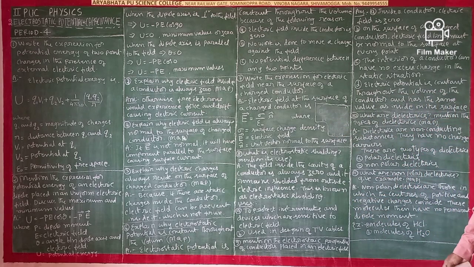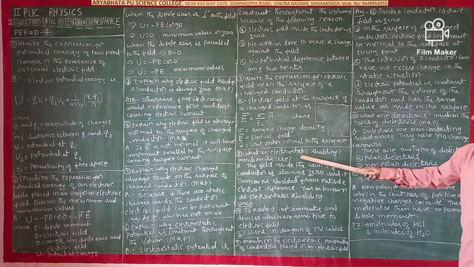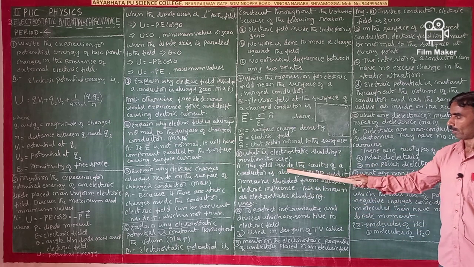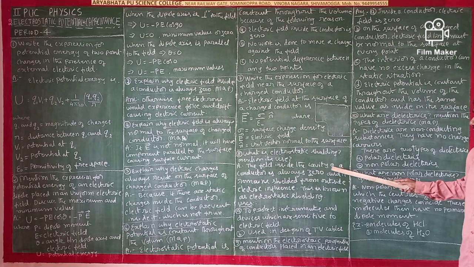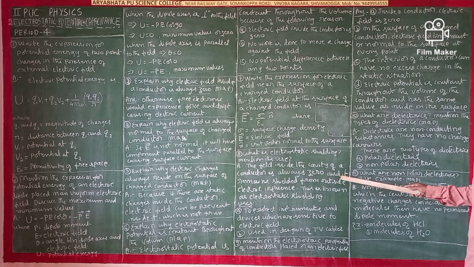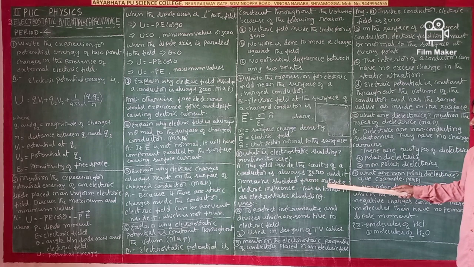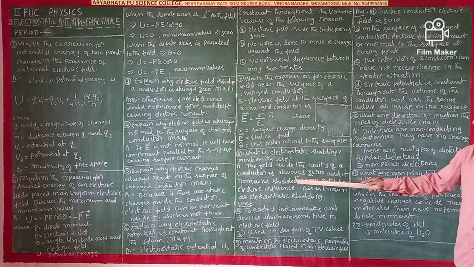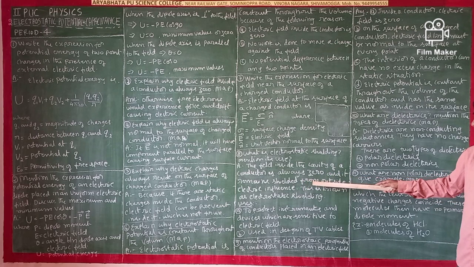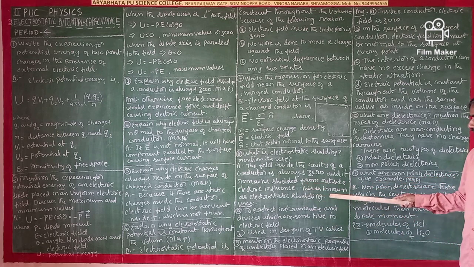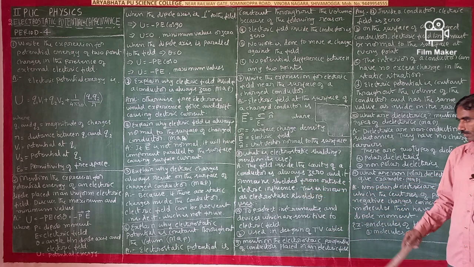What is electrostatic shielding? Mention its use. The electric field inside the cavity of a conductor is always zero, and it remains shielded from outside electric influence. This is known as electrostatic shielding.